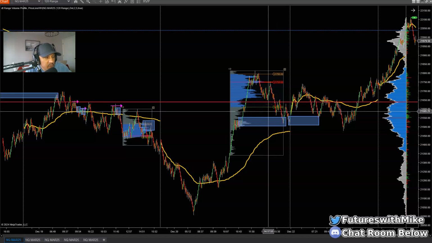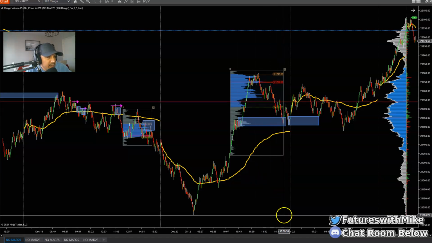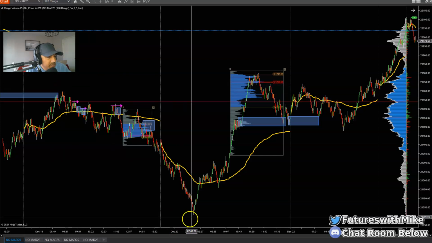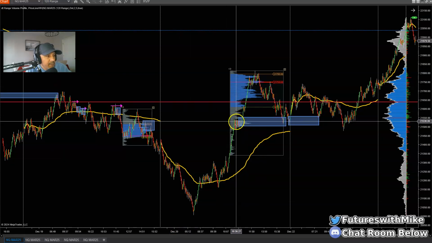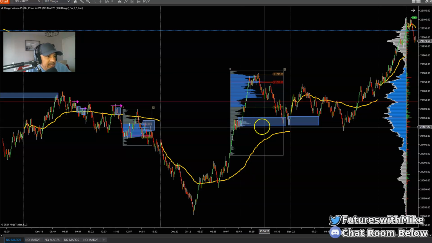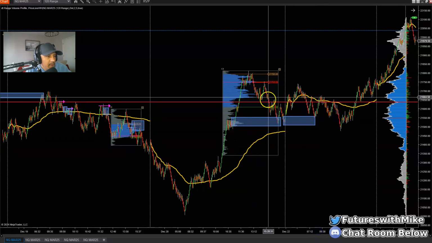But again, we're looking for confluence, right? The more confluence we have on our side, the higher the probability the trade is going to work out in our favor. Breaking structure to the upside, pulling back, key area, a beautiful area of demand resting right here, with a gap or imbalance attached to it, above the VWAP.